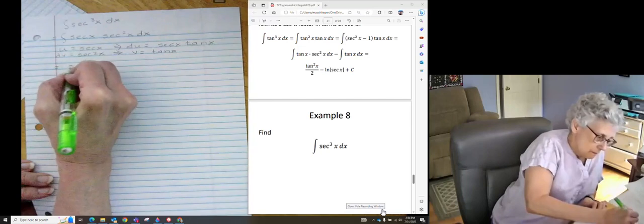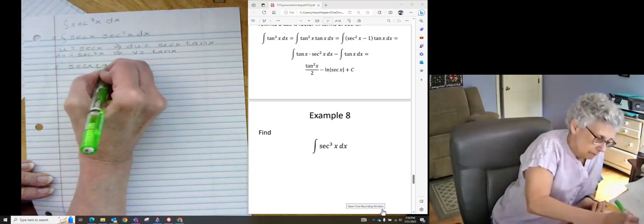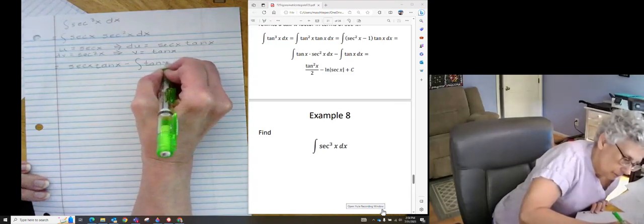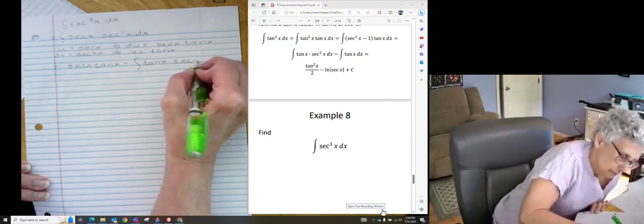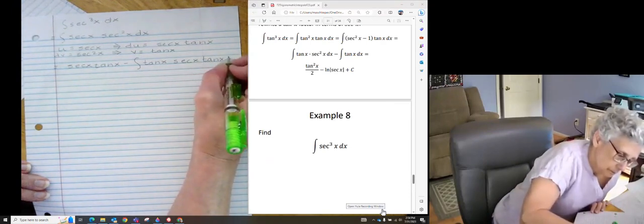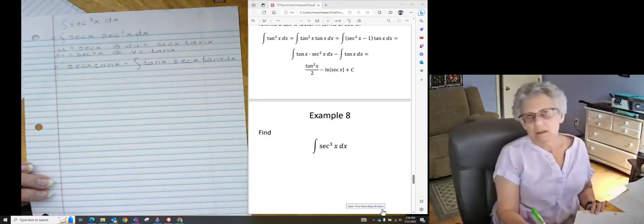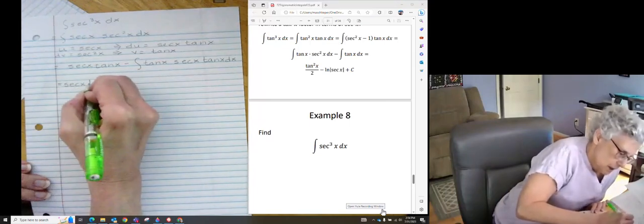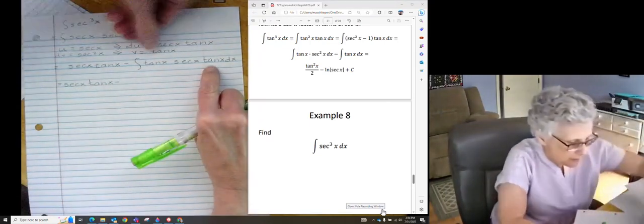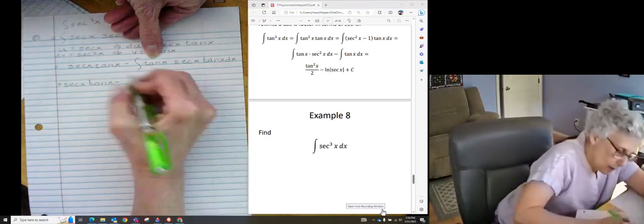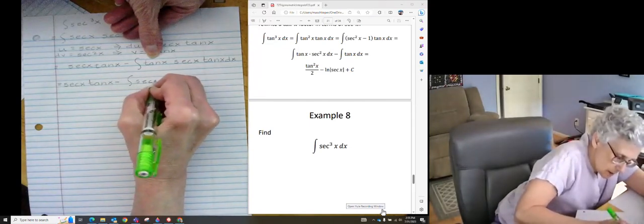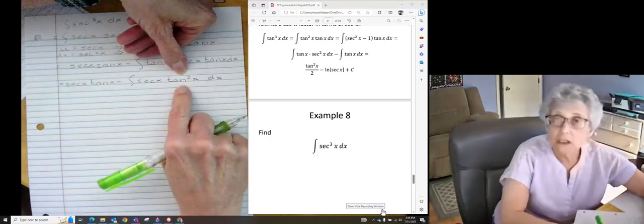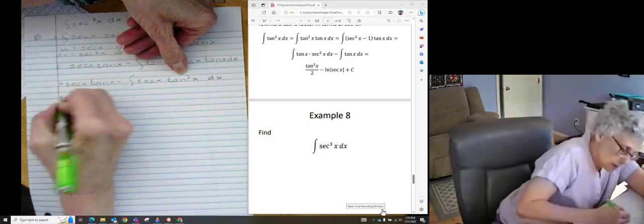u times v minus the integral of v du. Still looking pretty ugly, isn't it? But let's do some identities here. We have secant x tangent x, and this is really secant times tangent squared. So it's secant of x tangent squared of x. But tangent squared is equal to secant squared minus 1.